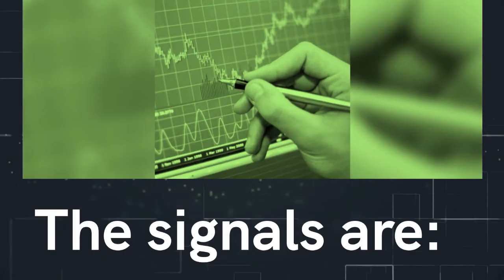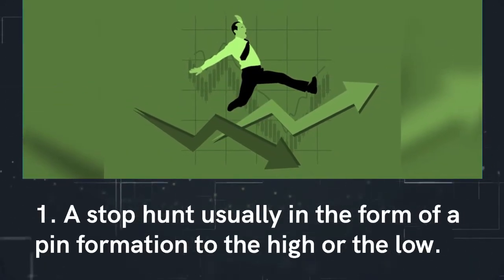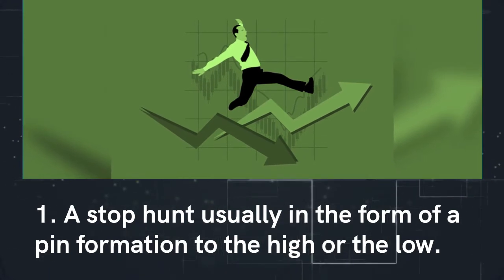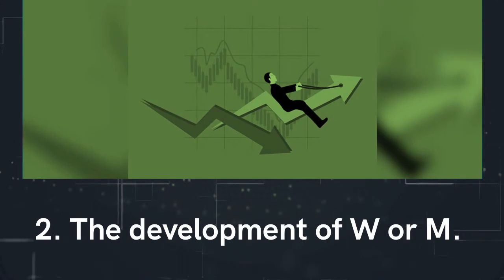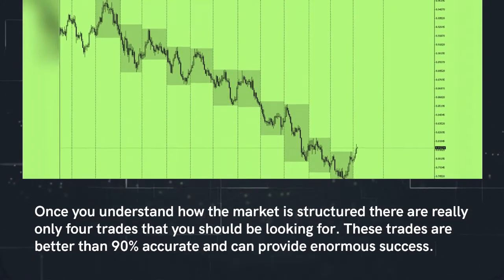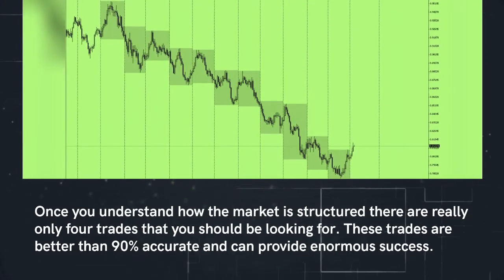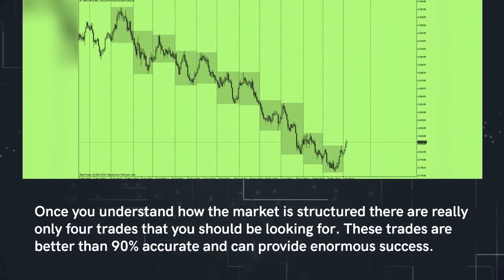The signals are 1. A stop hunt, usually in the form of a pin formation to the high or the low. 2. The development of W or M. Once you understand how the market is structured, there are really only 4 trades that you should be looking for. These trades are better than 90% accurate and can provide enormous success.